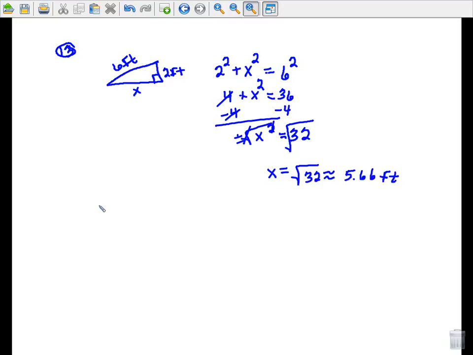Two more. 14 is so tricky in how it's worded. But if you read it very carefully and label what you got, let's see, what is 14 now?